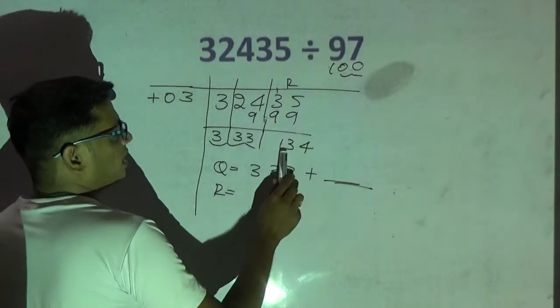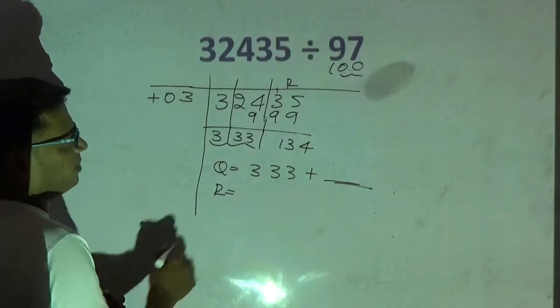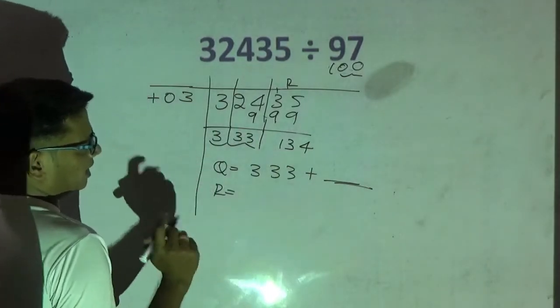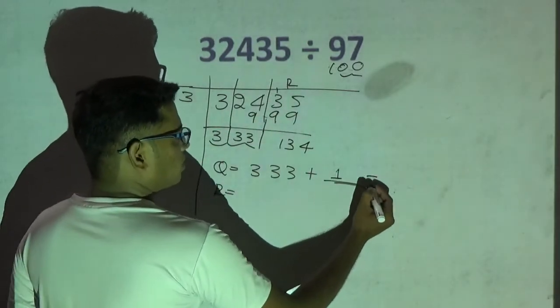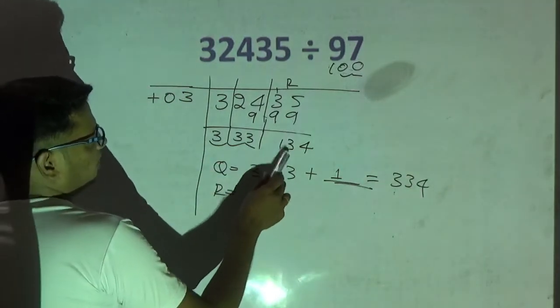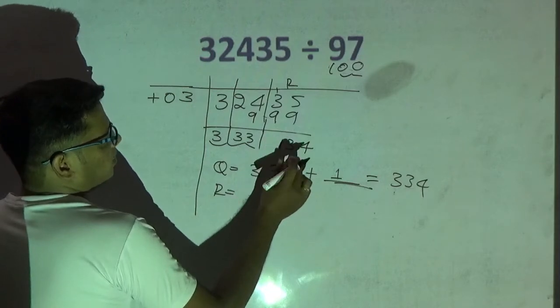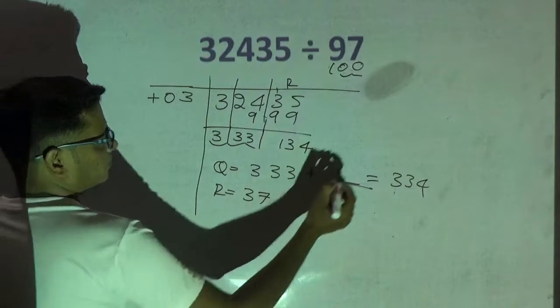But 134 I can divide further by 97, right? Still I can divide by 97. From 97 I can divide 134. How many times can I divide? One time I can divide. 97 one time is 97. So the quotient will become 334. Okay. After dividing this by 97, what is the remainder? The remainder is 37.